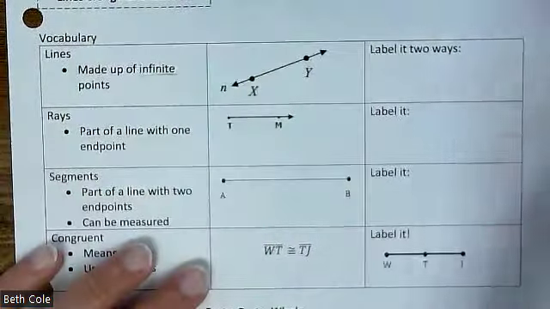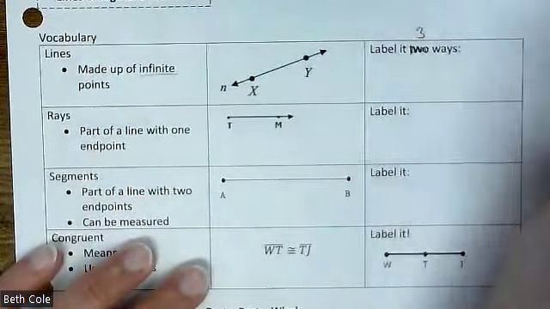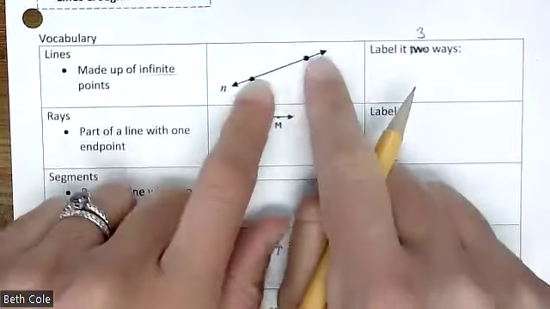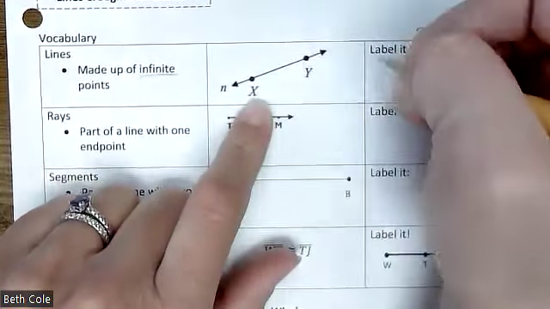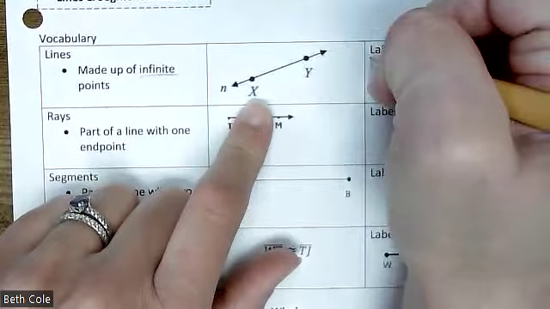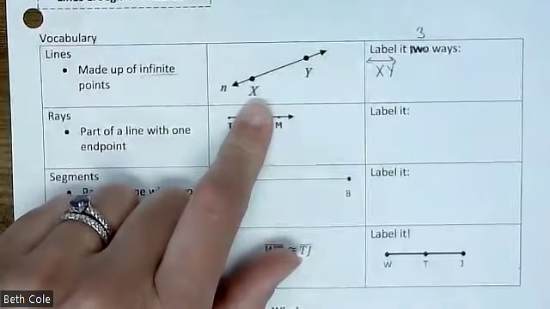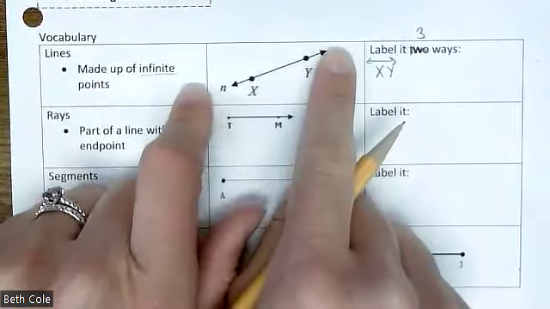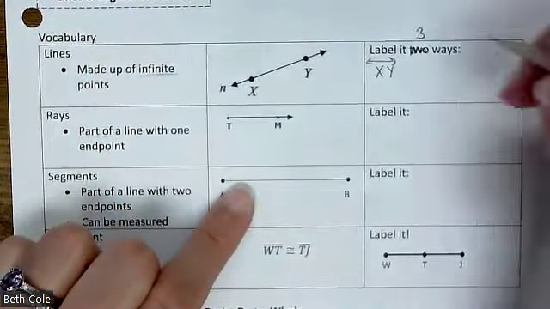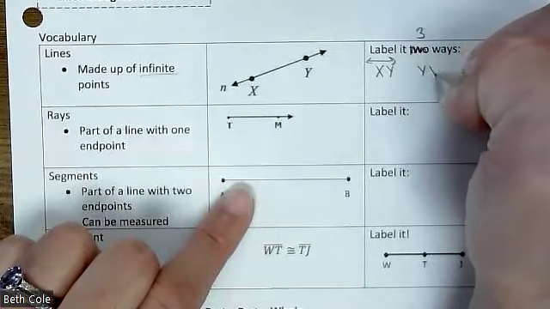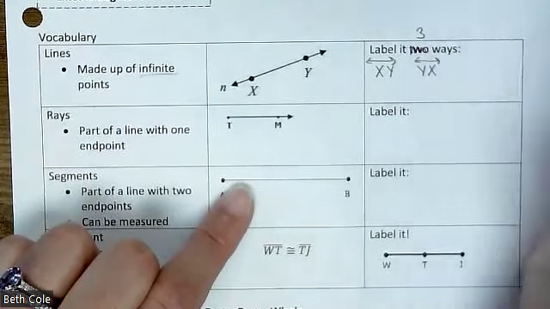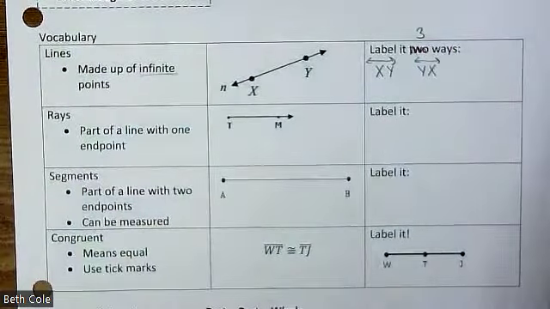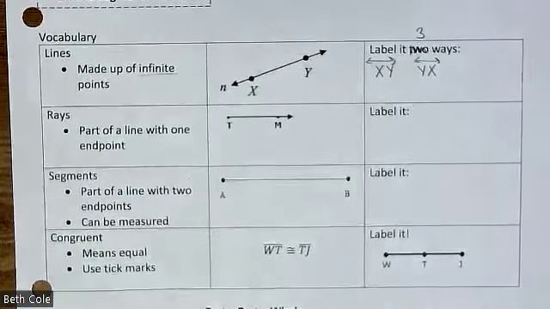This says label it 2 ways. There's actually 3 ways that you can label this. So you can label it by the points. So you can call it X, Y, and you would put a little line on the top of that. Or because it goes forever in both directions, it doesn't matter if you do it the other way. So you could actually also call it YX and put the little line above it. They have to provide you with a paper and a pencil. So why don't you write this down with me?